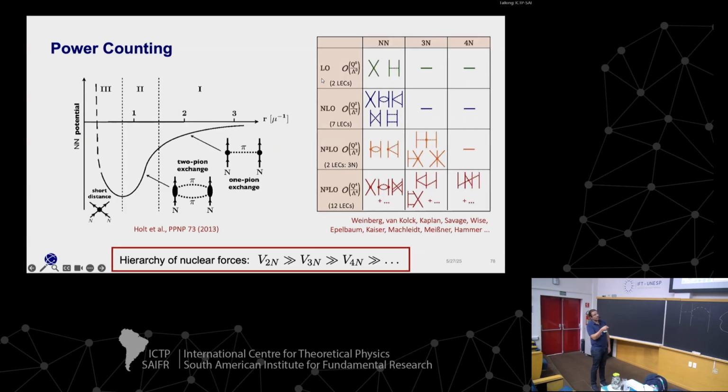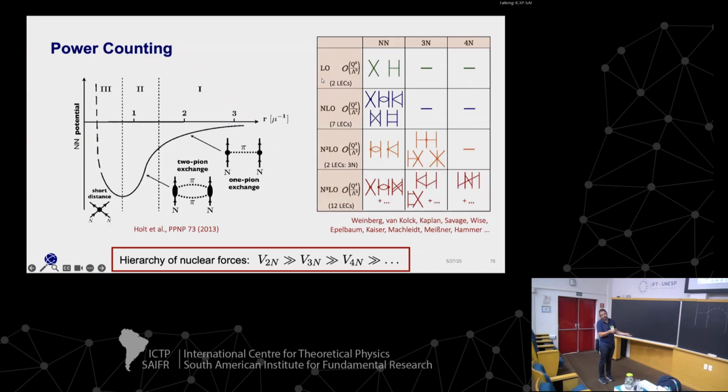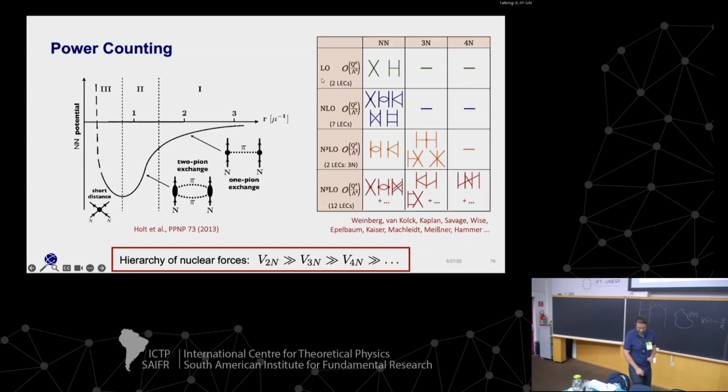In the same way, you see there are also 3 body forces. So we will talk more about those tomorrow. But there are 3 body forces, there are 4 body forces, and they all are connected in this systematic framework. And you obtain this hierarchy of nuclear forces. 2 body forces are more important than 3 body forces, are more important than 4 body forces, and so on and so forth. And so I guess I'm out of time, and we will talk more about this tomorrow.